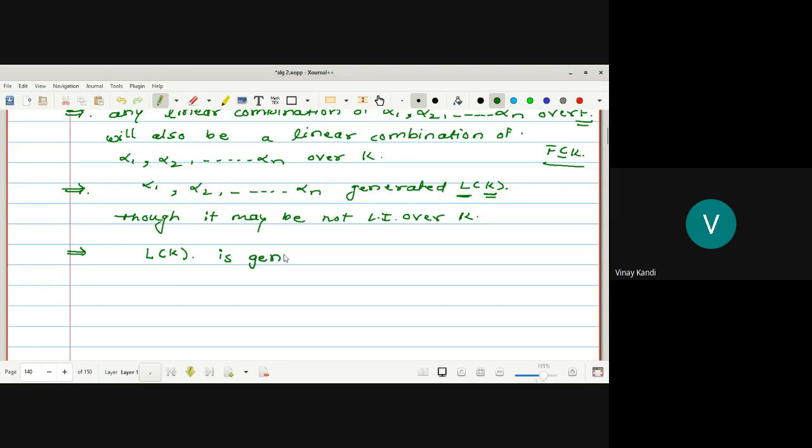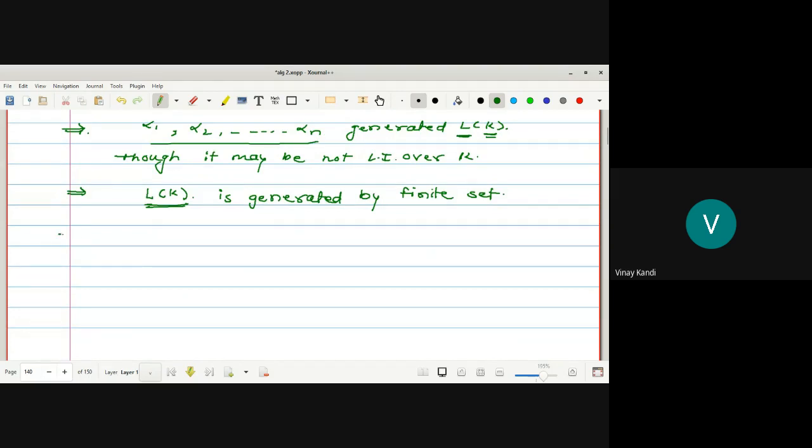generated by finite set. Okay, या L over K ला कोण जनरेट करतोय, हा फायनाइट सेट जनरेट करतोय. Okay, so hence it implies that L over K is finite dimensional vector space.